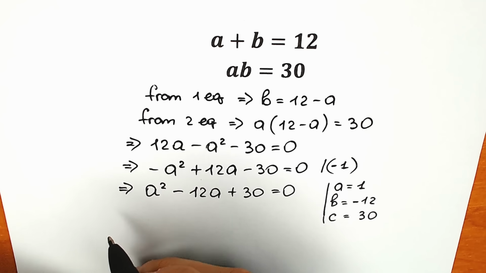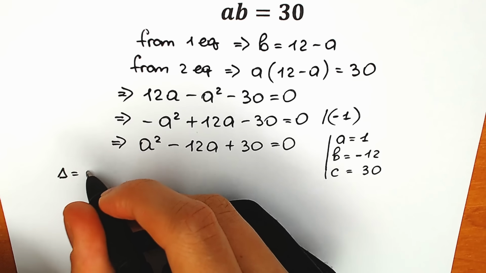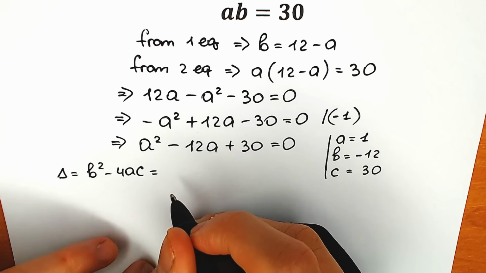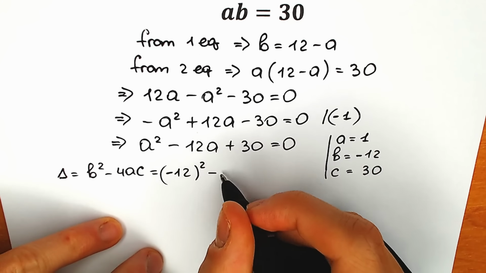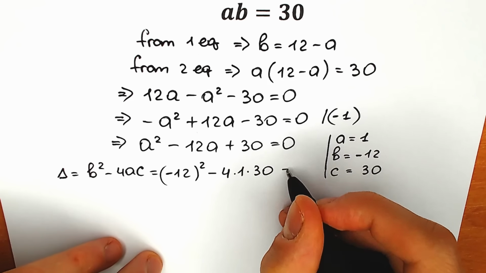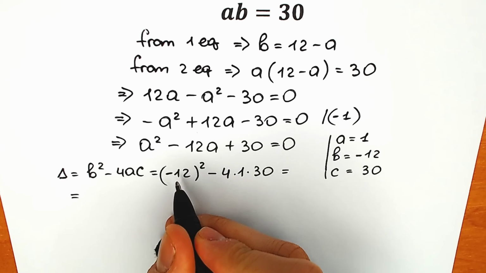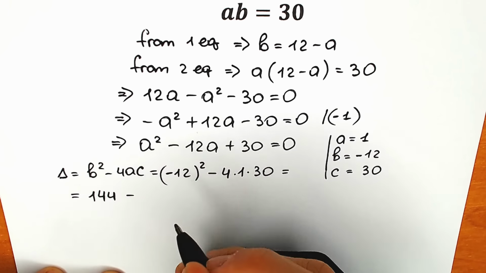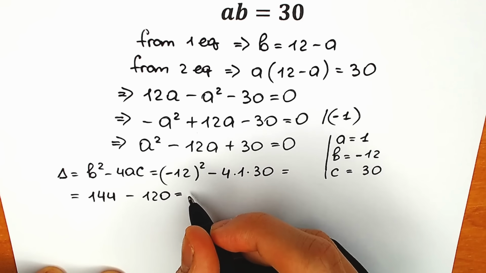What are we going to do next? Right now let's solve for our discriminant. We have D equals b square minus 4ac. So we have minus 12 square, which is our b square, minus 4 times a times 1 times c times 30. Let's calculate it. Minus 12 squared is 144, minus 4 times 30, so we have 120. So our discriminant is positive, equal to 24.